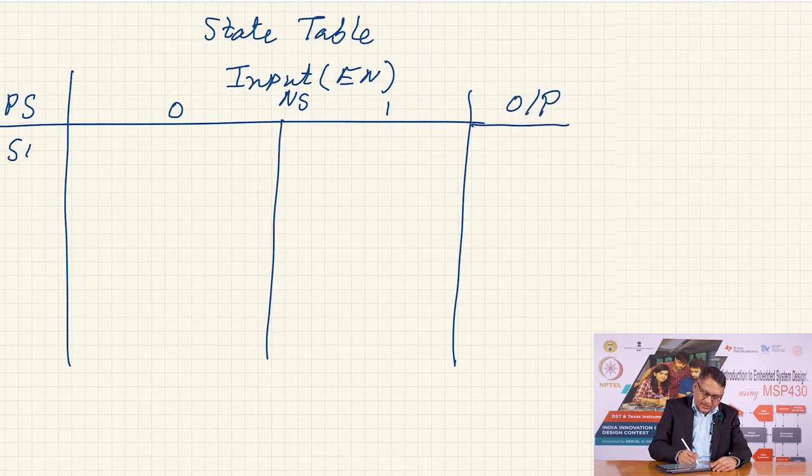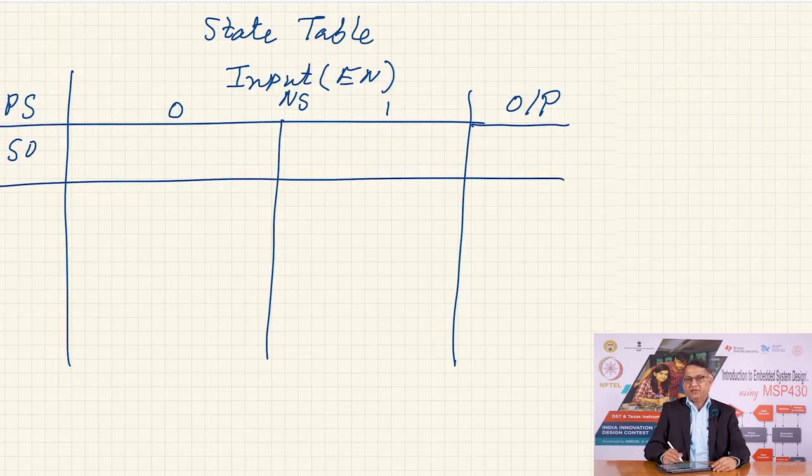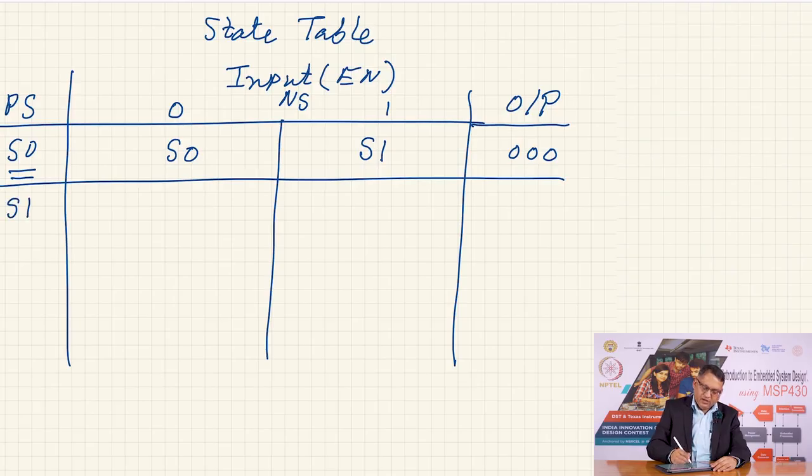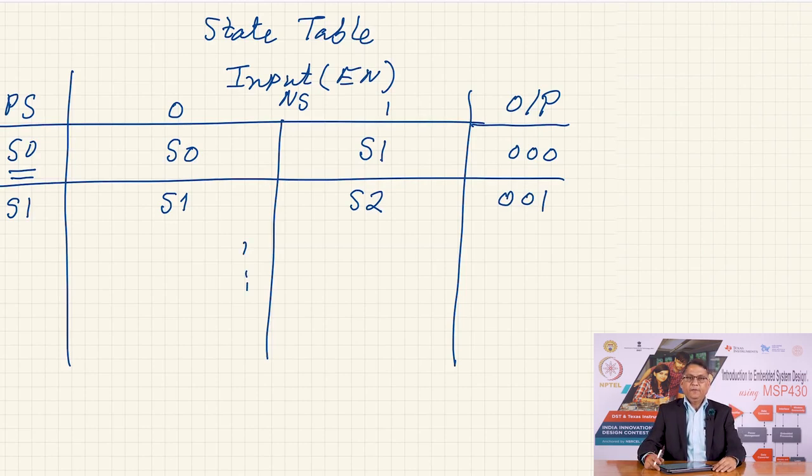So, if the present state is S0, if the enable signal is 0, the next state will be S0. However, if the enable signal is 1, the next state will be S1. But if you know S0, you can say I want the output to be 0 0 0. If the present state is S1 and the enable signal is 0, it will retain that state, and if it is 1, it will go to the next state, and I can have my output 0 0 1 and so on and so forth.